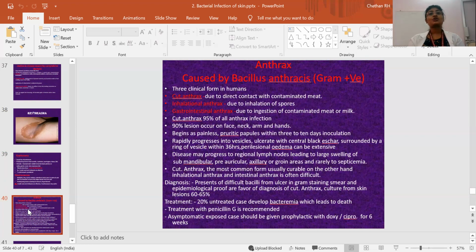Cutaneous anthrax, the most common form, is usually curable. On the other hand, inhalational anthrax and intestinal anthrax are often difficult to treat. So even though cutaneous anthrax is the most commonly manifested form of anthrax, it can be treated, but inhalational and intestinal anthrax are very difficult to treat. And how can you diagnose? Diagnosis is by the presence of gram-positive bacilli from the ulcer on gram staining.